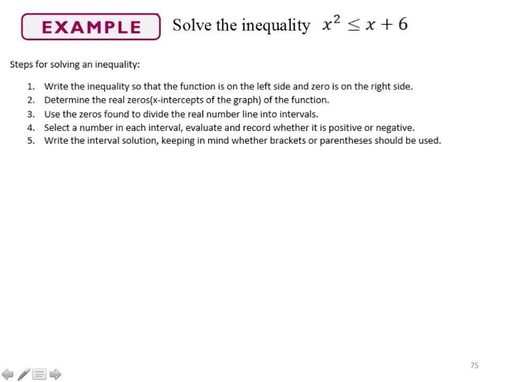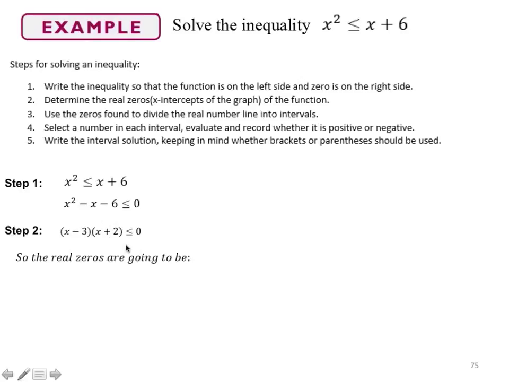So if we have something like this where you have x squared less than or equal to x plus 6, we first want to write the inequality so that the left side has everything on it and 0 is on the right hand side. So for step 1, we would rewrite this so we have x squared minus x minus 6 is less than or equal to 0. Step 2 is to find any real zeros, so we factor this, and it's going to factor into (x minus 3) times (x plus 2). So the real zeros are going to be x equals 3 and x equals -2.